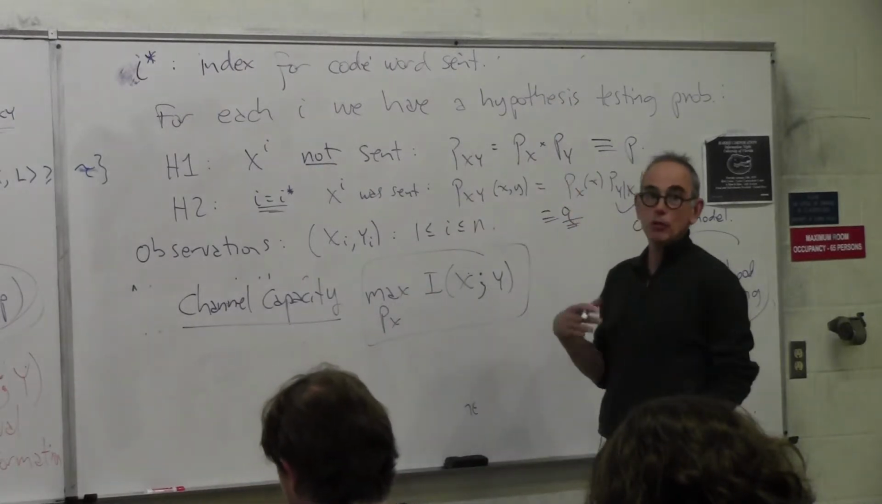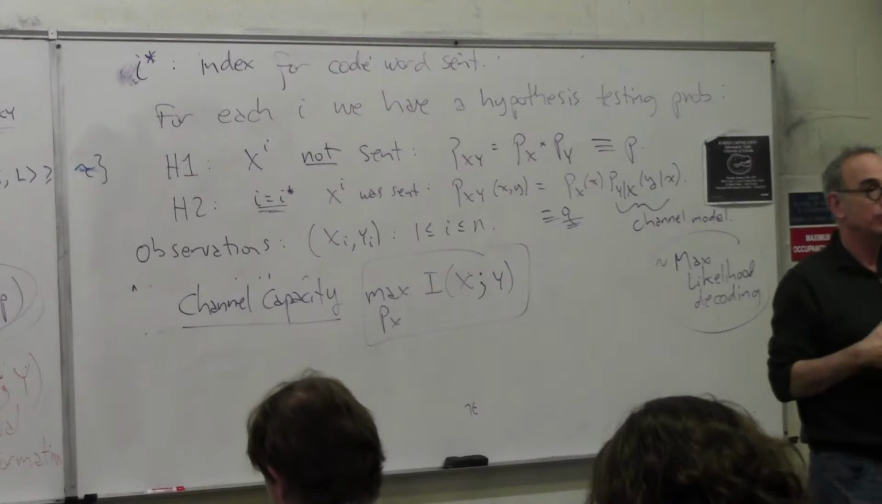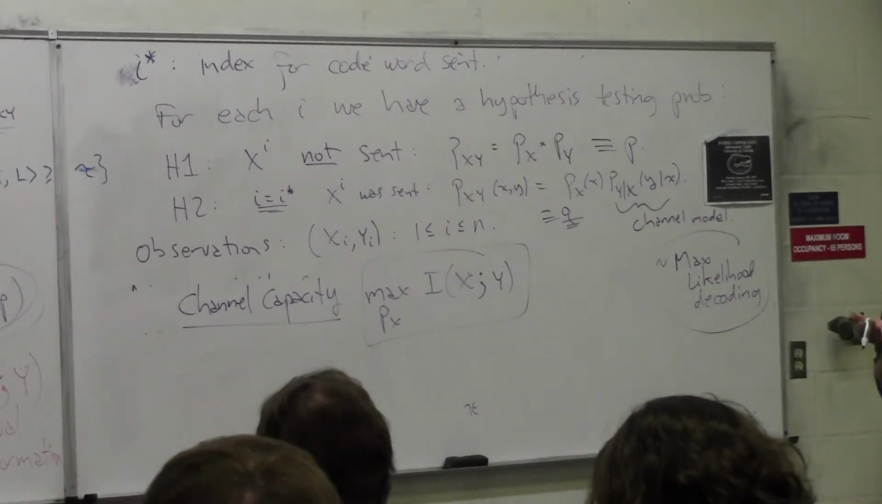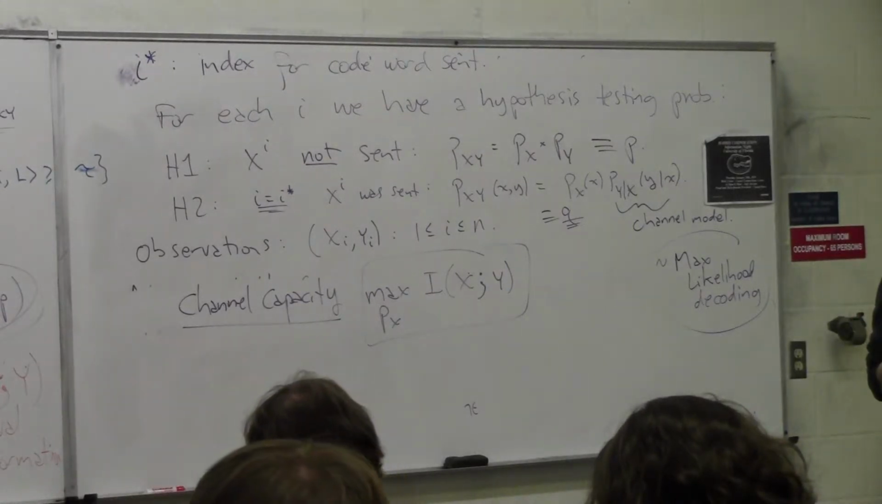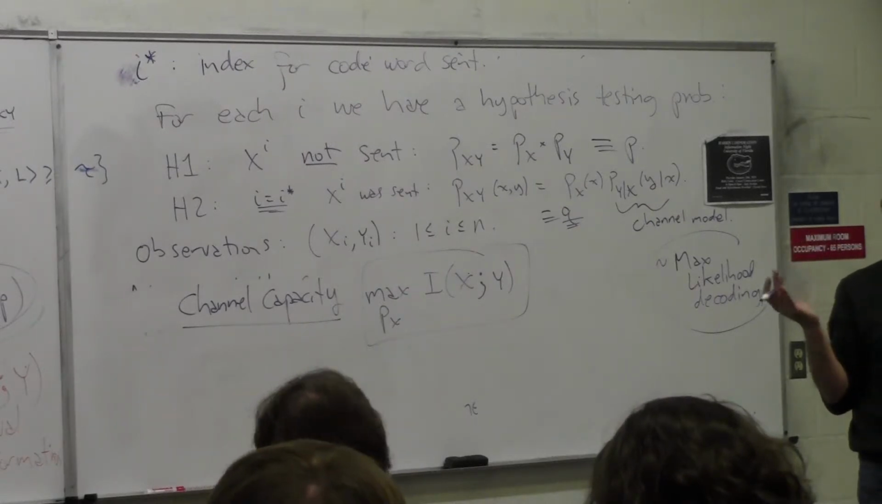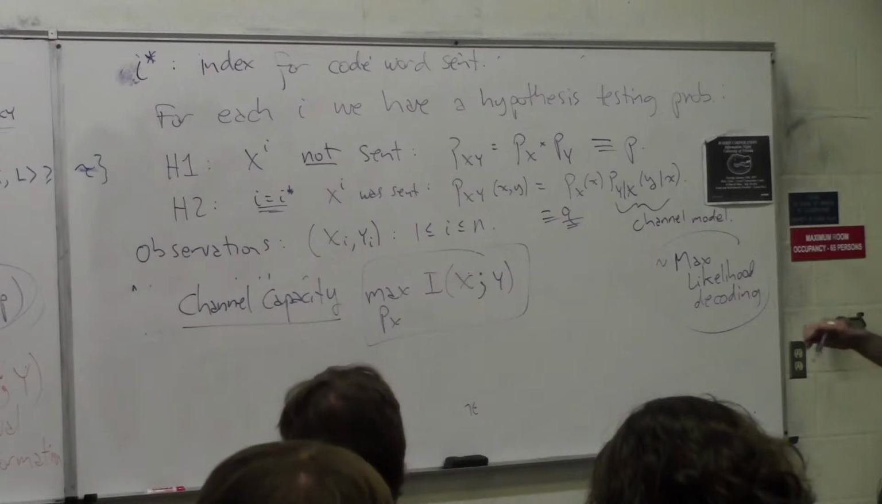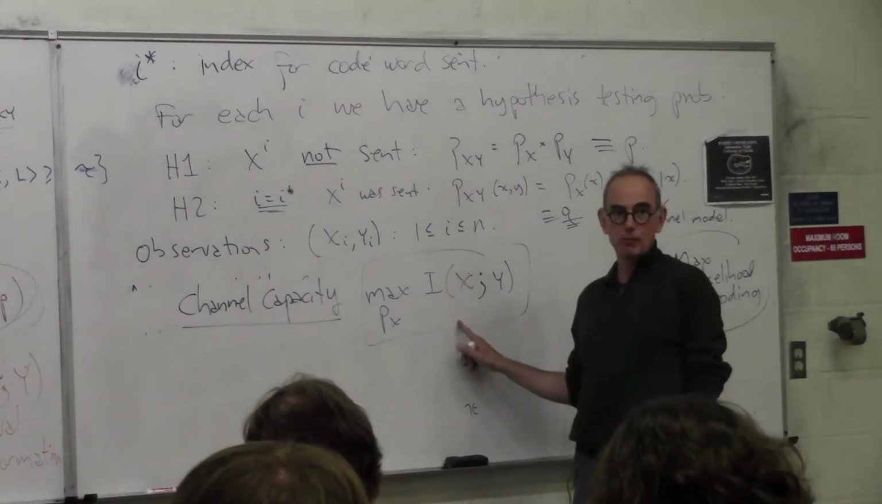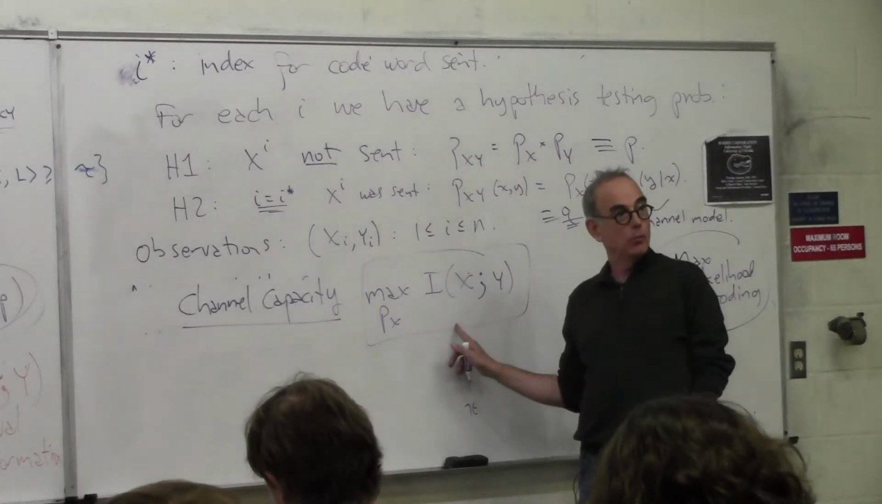Of course, you could have chosen a lousy distribution for x. You could have chosen it to have zero entropy. It could have been just a delta function, so there's only one code word. The mutual information then would be zero. And so the channel capacity is to maximize this over all marginals px.